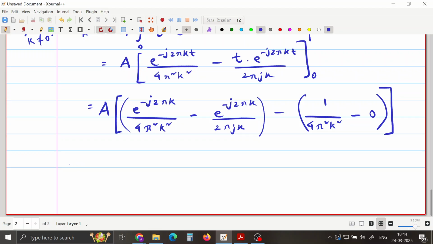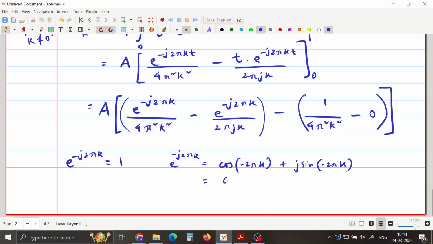So e power minus j 2 pi k is actually 1. Why? Because you can write e power minus j 2 pi k as cos of minus 2 pi k plus j times sine of minus 2 pi k using Euler's formula, right?